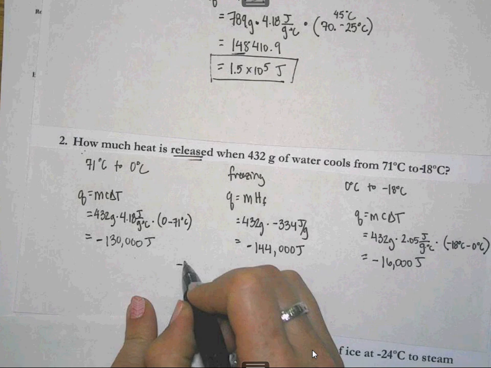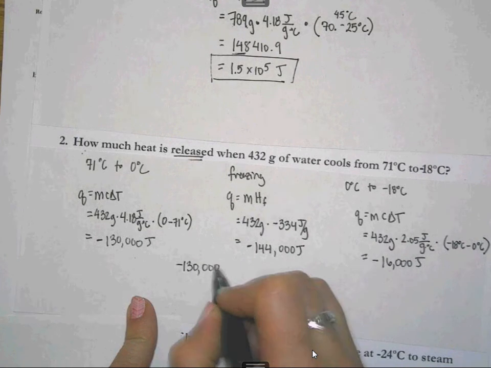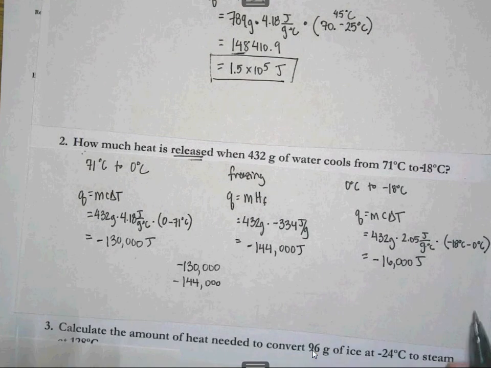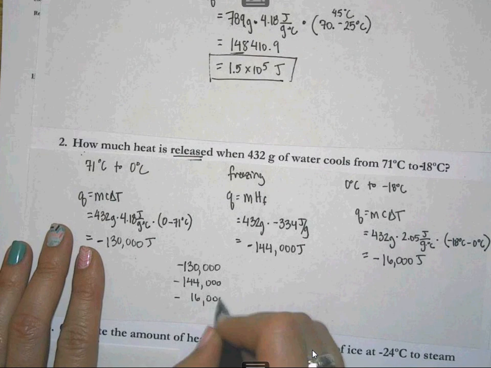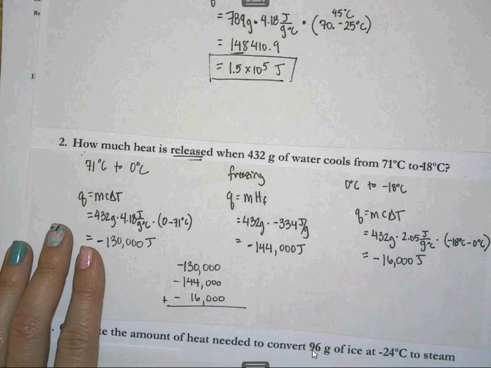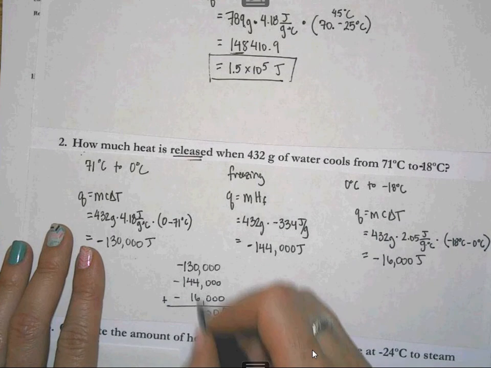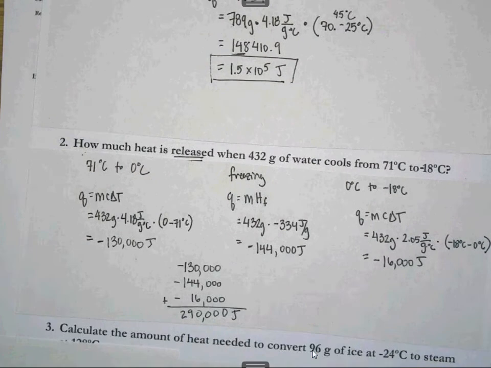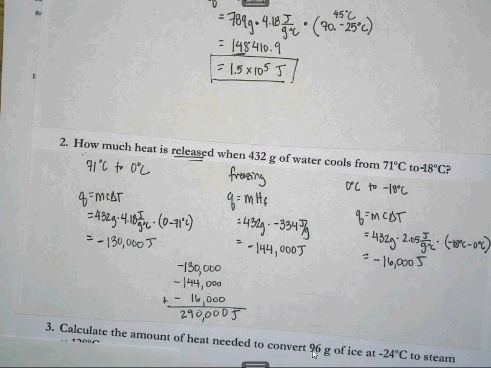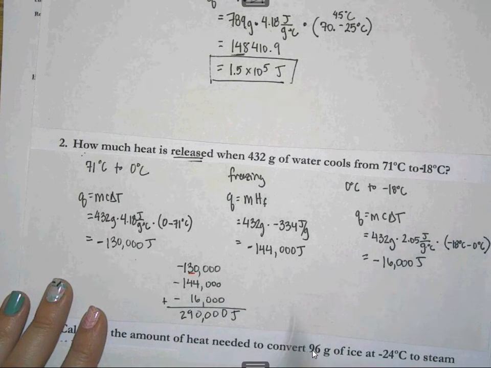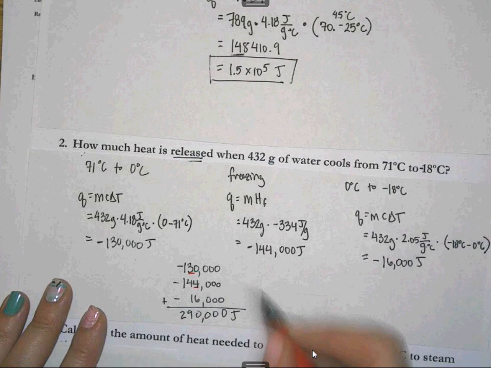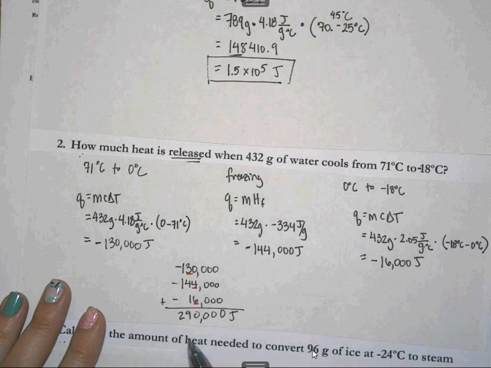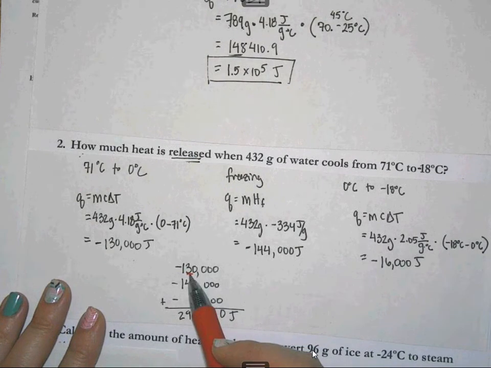Go to my middle problem. On the middle problem, the mass of water is still 432 grams. My H F, I don't have to memorize, it's right here. But now, am I melting it or am I freezing it? So it's going to have to be negative. It doesn't make sense if I have one number that's negative and then another number that's positive and then back to another number that's negative. So it's going to be negative 334 joules per gram. That's going to have 3 sig figs.